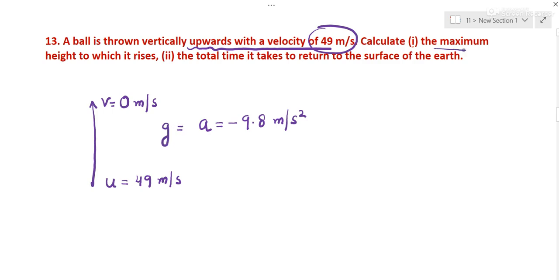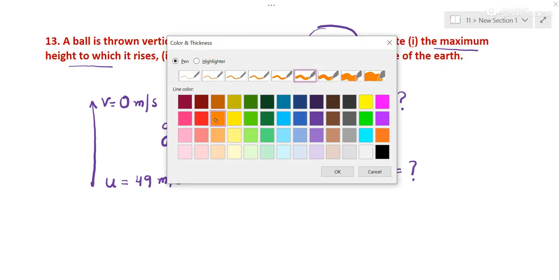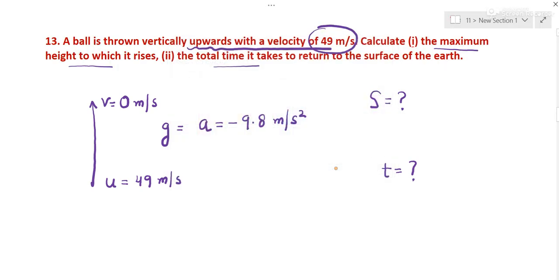Now we'll have to calculate the maximum height to which it rises. So we'll have to find out s and the total time it takes. So we have to find out time. So let us see what can we use. So this can be a question of motion as well. So do not think that it is only coming for gravitation. So we'll have to find out S. So we have V, U, A and S. We have to find what is the equation that connects these variables.